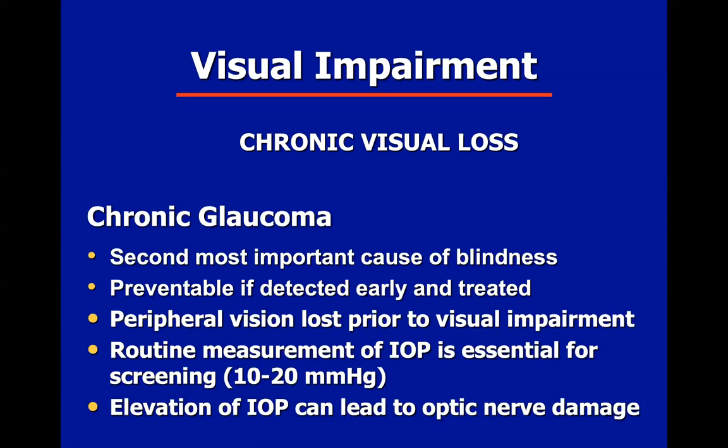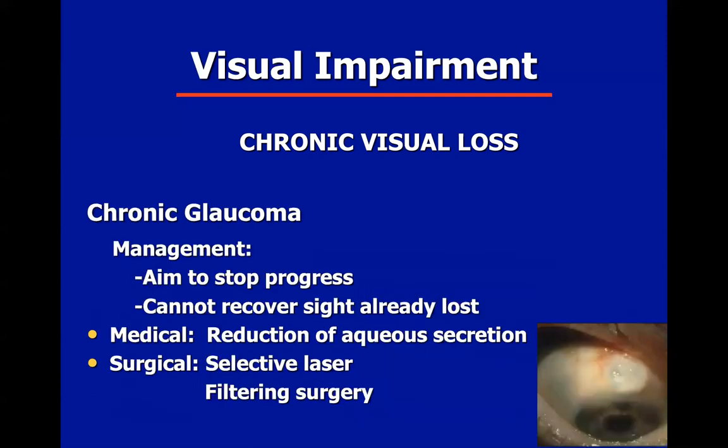You lose your peripheral vision before you lose your central vision. So patients, because it's done gradually, don't really know that they're losing their peripheral vision slowly and slowly and slowly, because we tend to concentrate on our central vision. The routine measurement of the intraocular pressure is essential. It's from 10 to 20, and the elevation of the intraocular pressure can lead to optic nerve damage.